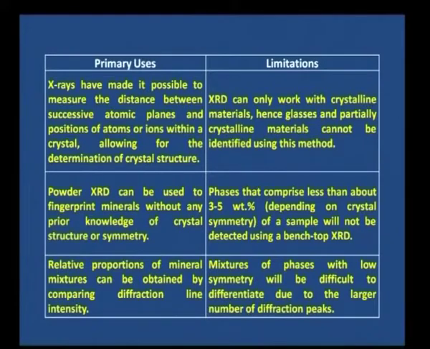Now, let us go through some of the primary uses of X-rays, and also the limitations, which you can read in detail. X-rays have made it possible to measure the distance between successive atomic planes. As I told you, from 2 d sin theta and lambda, d can be determined. And the positions of atoms or ions within a crystal, allowing for the determination of the crystal structure. Apart from the Laue method, there are other methods which we will be dealing with. From that, it is possible to study the crystal structures in greater detail.